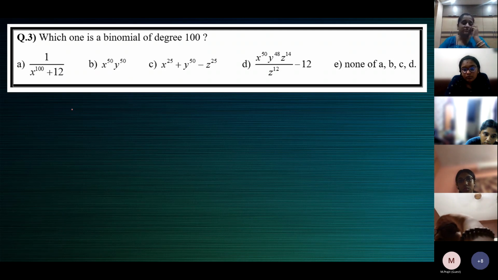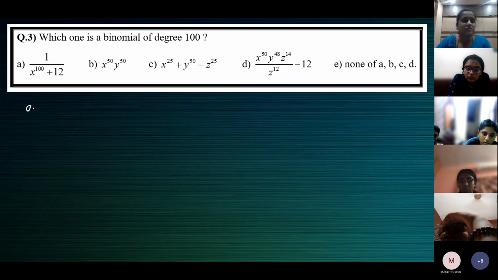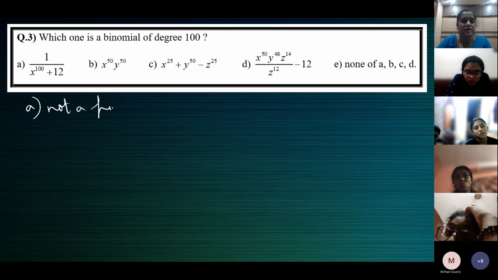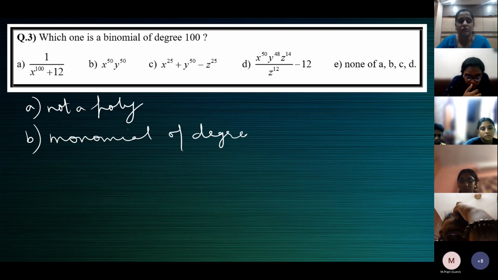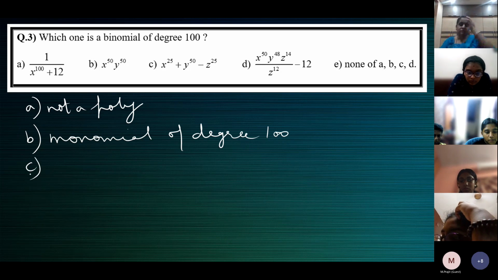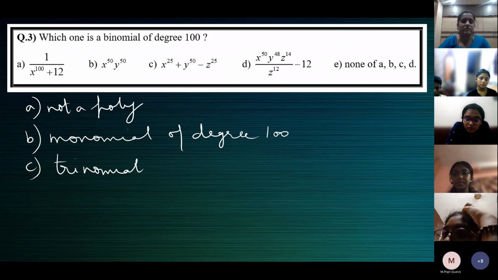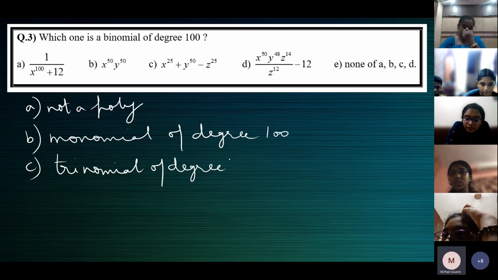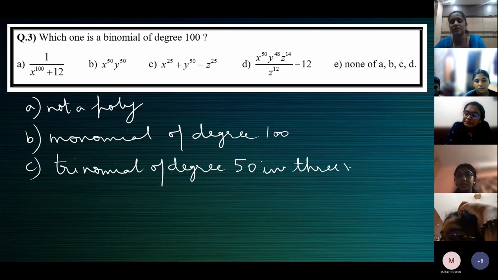Then C. So what are our conclusions so far about A, B, and C? A is not a polynomial. B is a monomial of degree 100. What about C, children? Ma'am, it is a trinomial. Yes, C is a trinomial of degree 50, in 3 variables, X, Y, and Z.